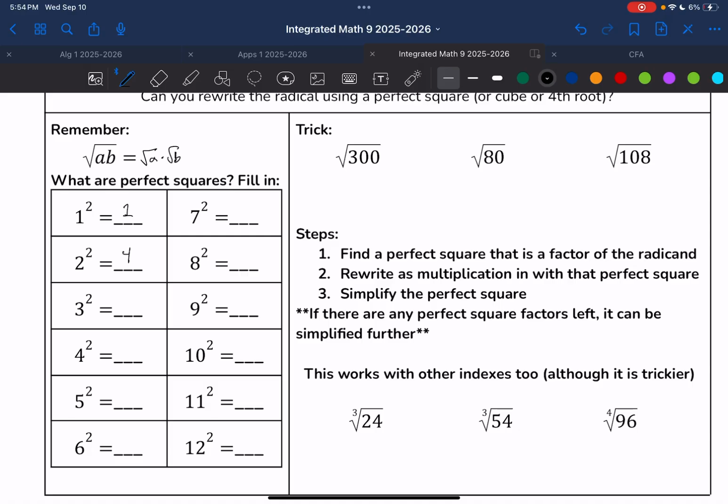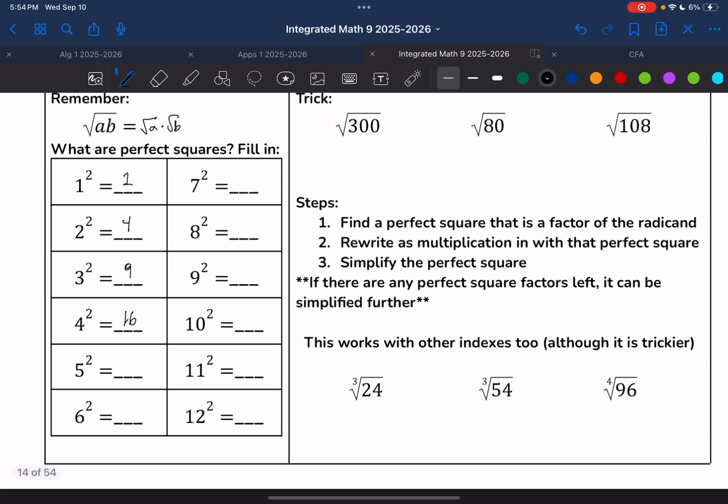Remember, 1 squared is 1, 2 squared is 4, 3 squared is 9, 4 squared is 16, 5 squared is 25, 6 squared is 36, 7 squared is 49, 8 squared is 64, 9 squared is 81, 10 squared is 100, 11 squared is 121, 12 squared is 144.